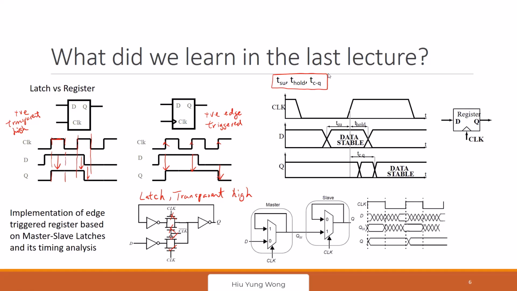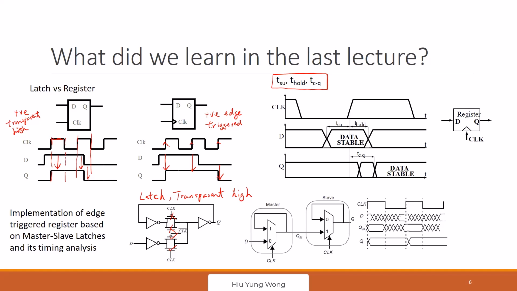Do you remember? NMOS is good for passing 0 or 1. 0. Very good. But then you have a problem in passing 1. So all this issue, and then we talk about overlapping.